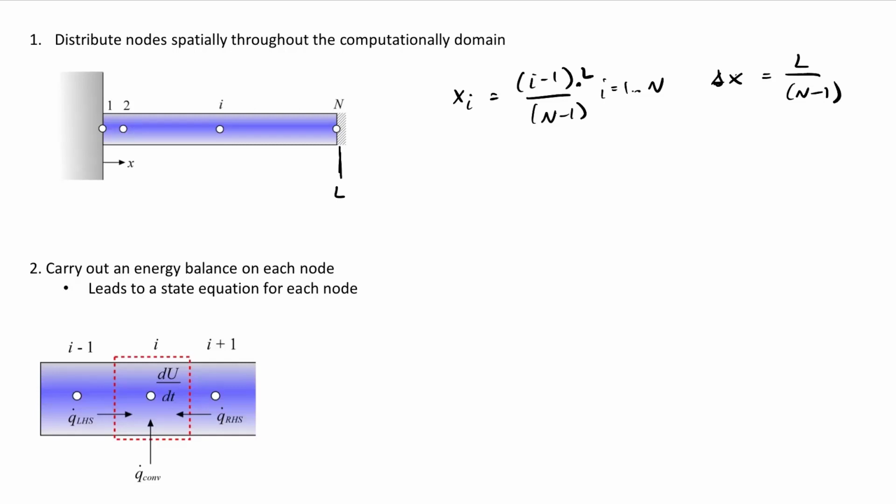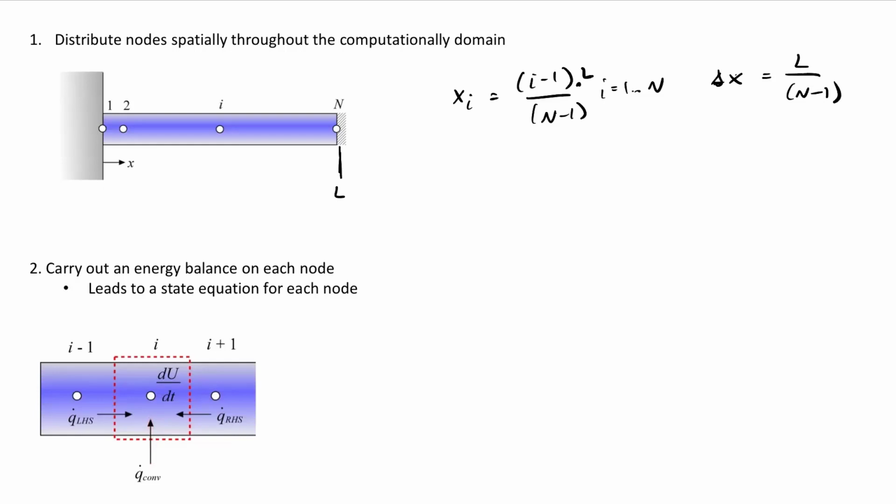Next thing is step 2, going to carry out an energy balance on each node. So let's do this first for the internal node, node I. So I've already drawn this out, but let's talk through it. So we have from node I-1 to I, right, we have heat transfer due to conduction. Now, this is a 1D problem, so we better make sure we have conduction happening, right? We have from the right-hand side, also conduction. We have convection coming in.